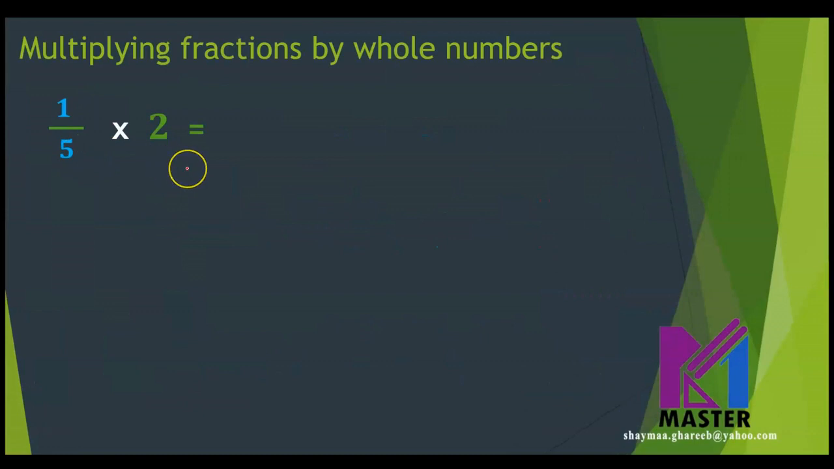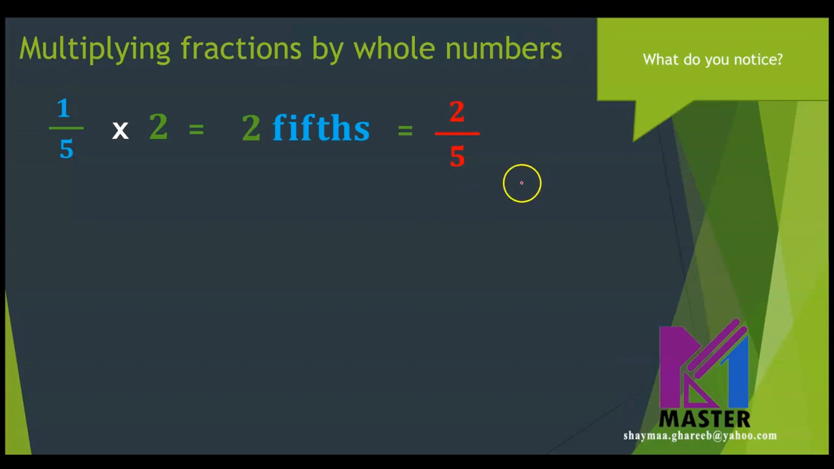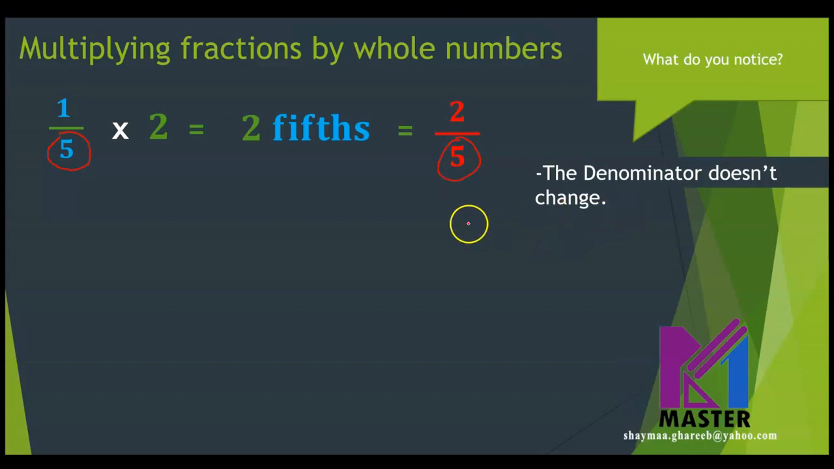So now let's see one more example. 1/5 times 2, which means 1/5 plus 1/5, which is 2/5. Right? 2 over 5. What do you notice about all these answers? First, I want you to look at the denominator of the fraction and the denominator in the answer, or the product. So we can say that the denominator doesn't change. So when I multiply a fraction by a whole number, the denominator will not change.